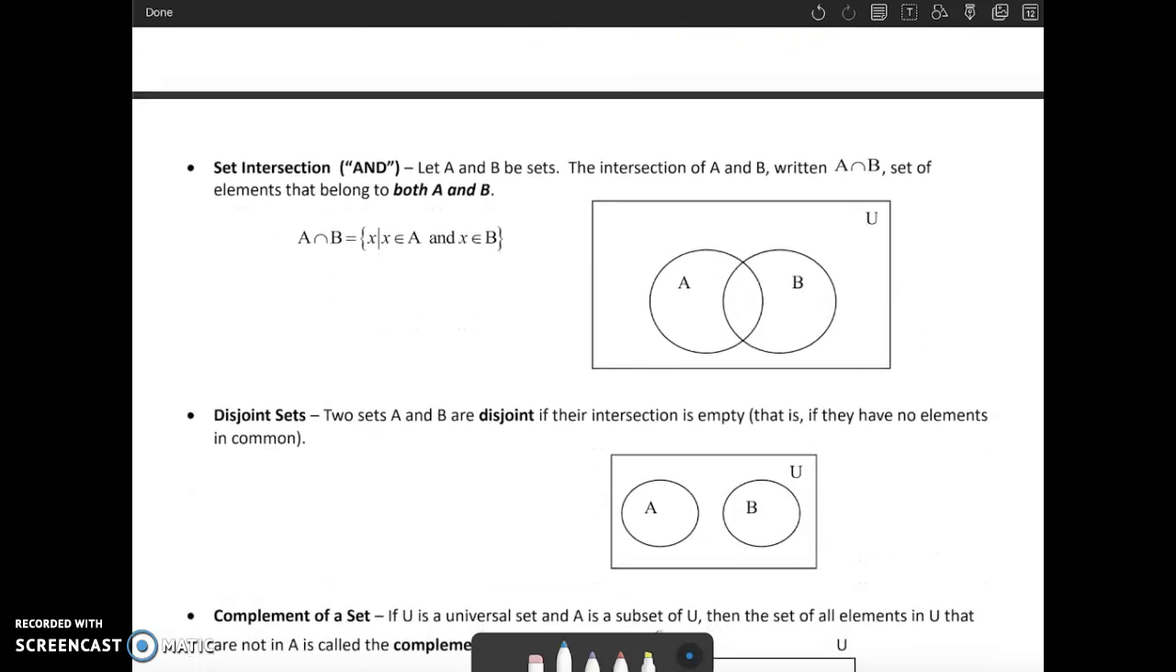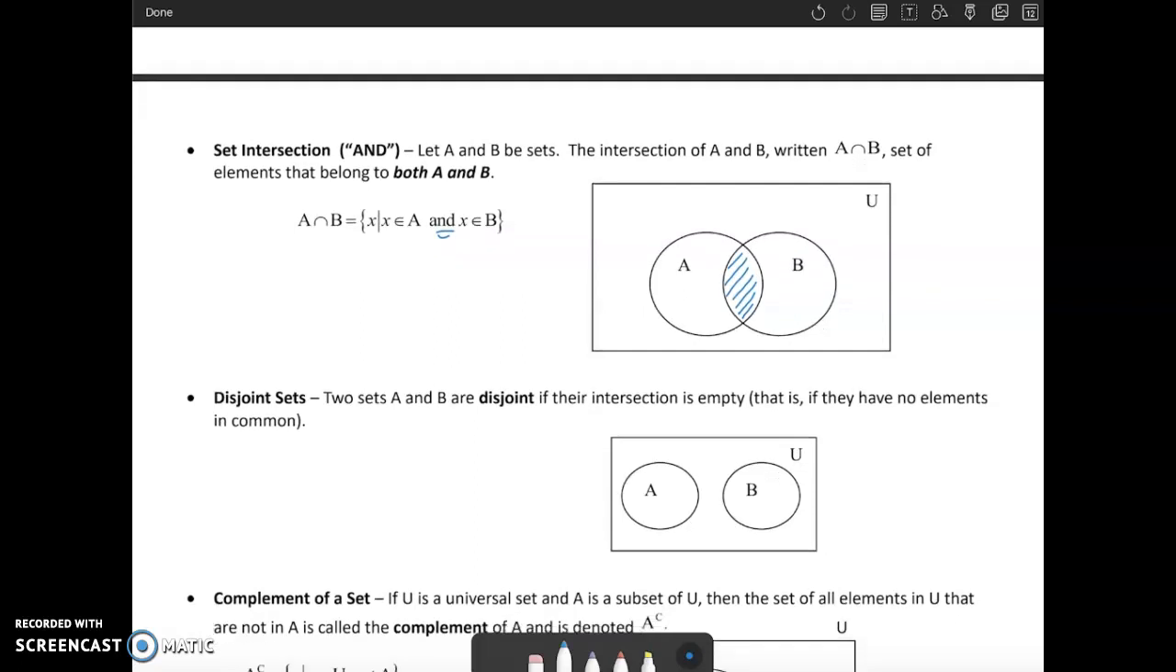The set intersection is the quote "and" of the sets. So if you have your two sets, A and B, the intersection is written as A, and then it's like an upside down U, B, that's the intersection symbol. Then the set of elements, these are the ones that belong to both A and B. So if you're going to be in the intersection, you have to be an element of A and also an element of B. So "and" is the key word here. That's simply the overlapped part of your circles. That's the only place where you're inside both A and inside B at the same time.